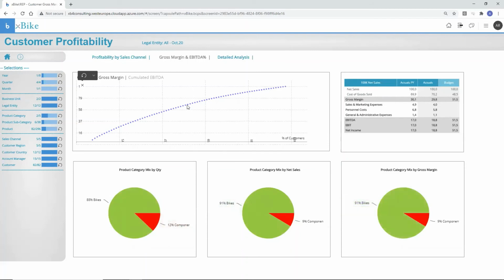And again, I can go to the individual customers and drill down further on the gross margin or on the EBITDA to see the details of the individual customers or products.